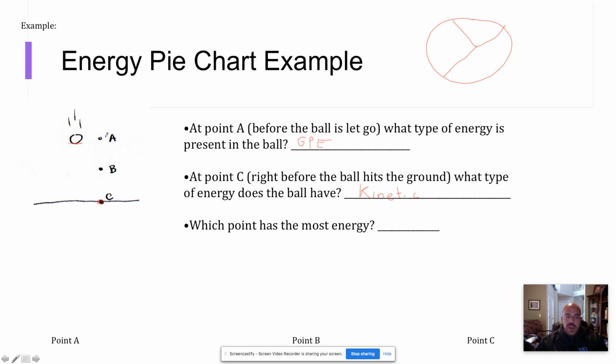Of points A, B, or C, which point has the most energy? And go ahead, pause if you need to think of that. It's kind of a trick question. The law of conservation of energy says the total amount of energy stays the same. So what point has the most? All have the same. They all have the exact same amount of energy.